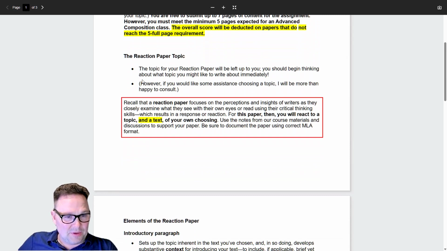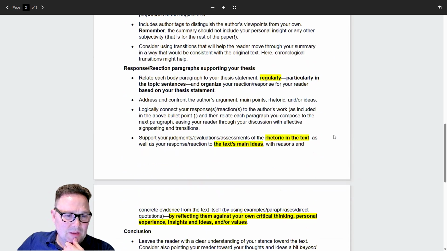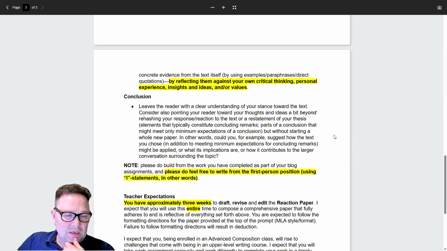Further with the topic, I'm going to leave it up to you what you want your topic to be. However, if you would like some help, I will be glad to lend a consult. The one thing I want to say about topics that I don't think I have it anywhere else either.